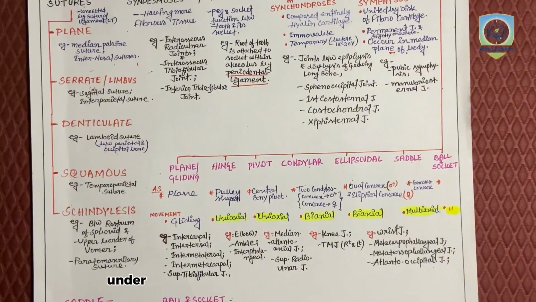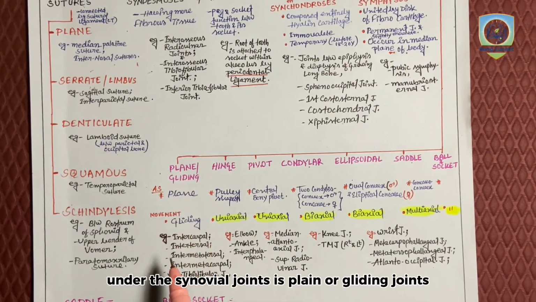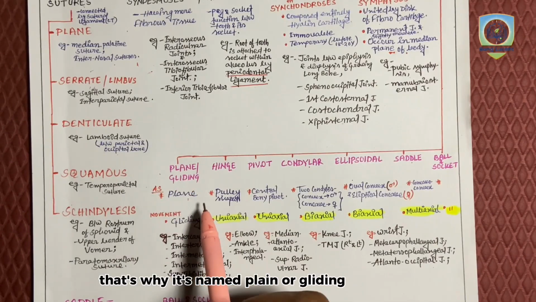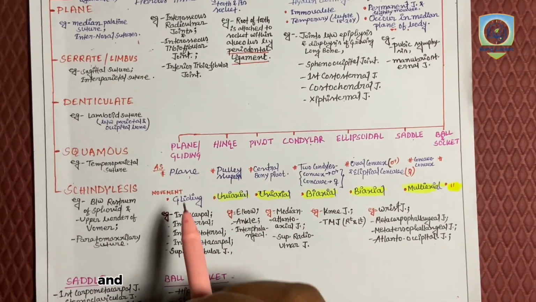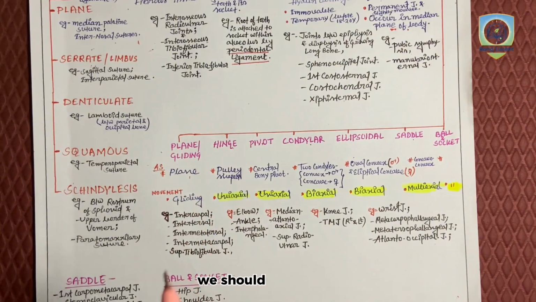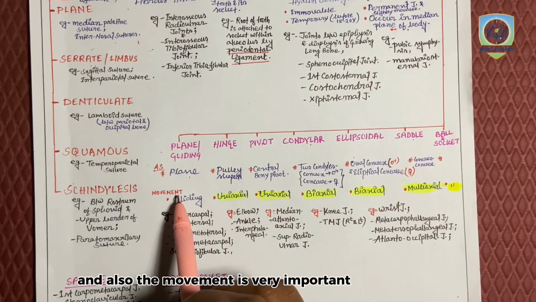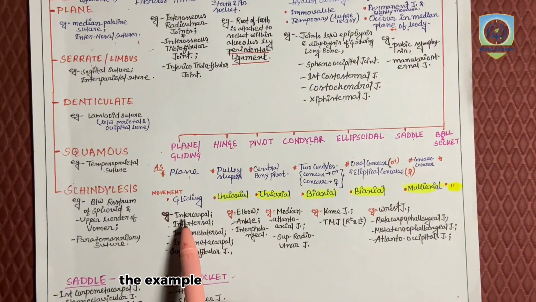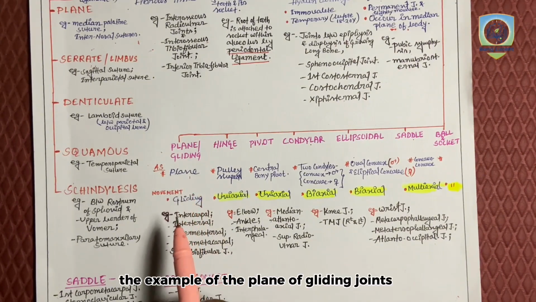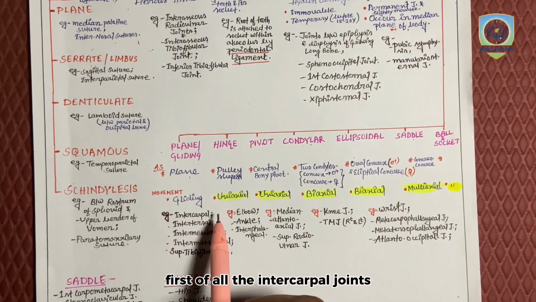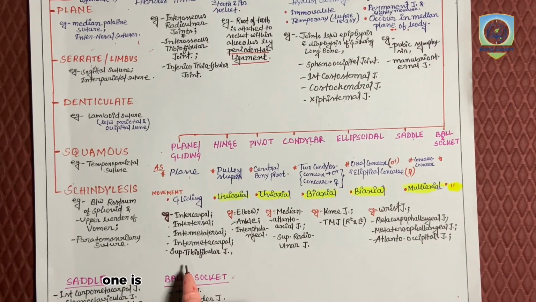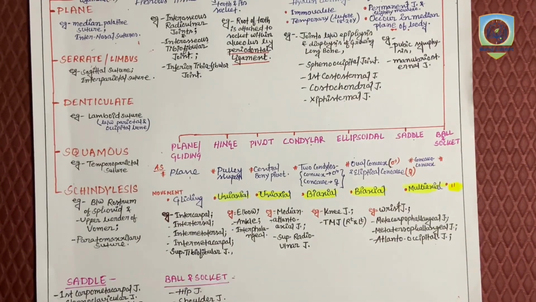The first joint under the synovial joints is the plain or gliding joint. As we know, its articular surface is plane, that's why its name is plain or gliding. The movement is also very important, because university exam MCQs ask about the gliding type of movement. The examples of plain or gliding joints are the intercarpal joints, intertarsal joints, intermetatarsal, intermetacarpal, and one most important, the superior tibiofibular joint.